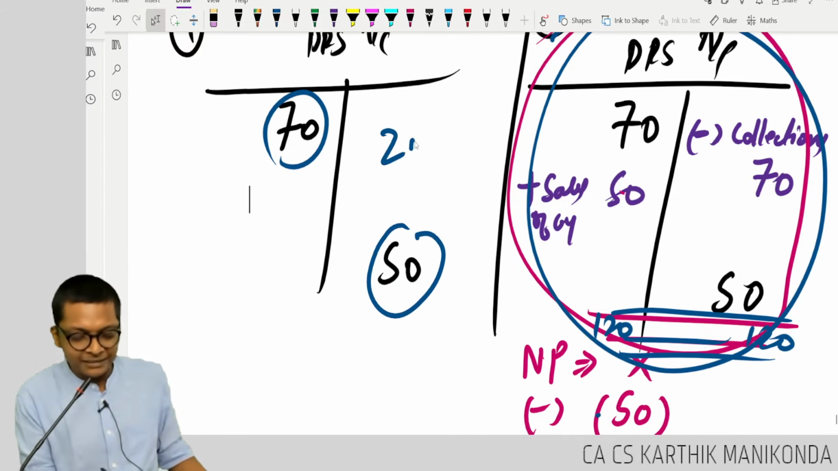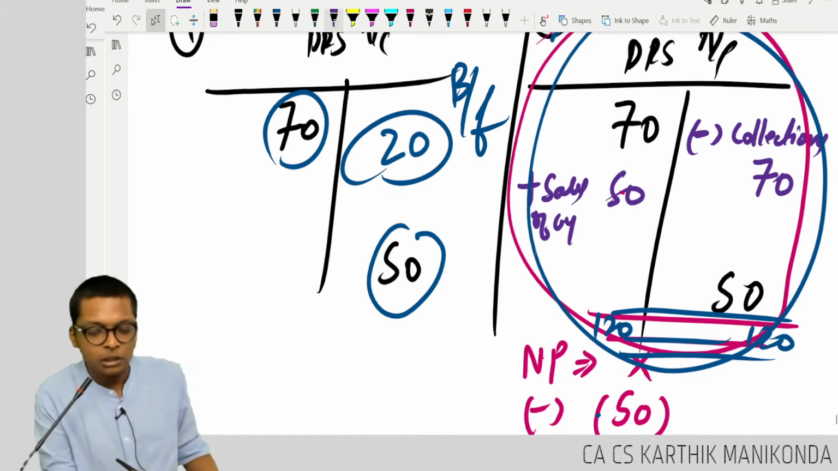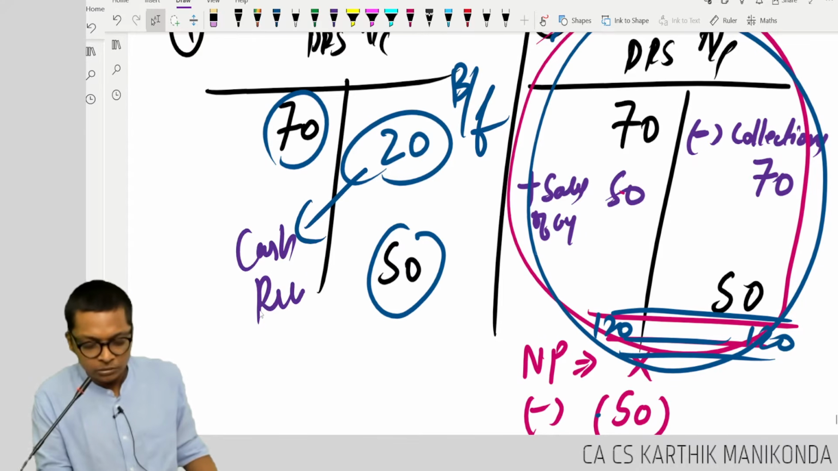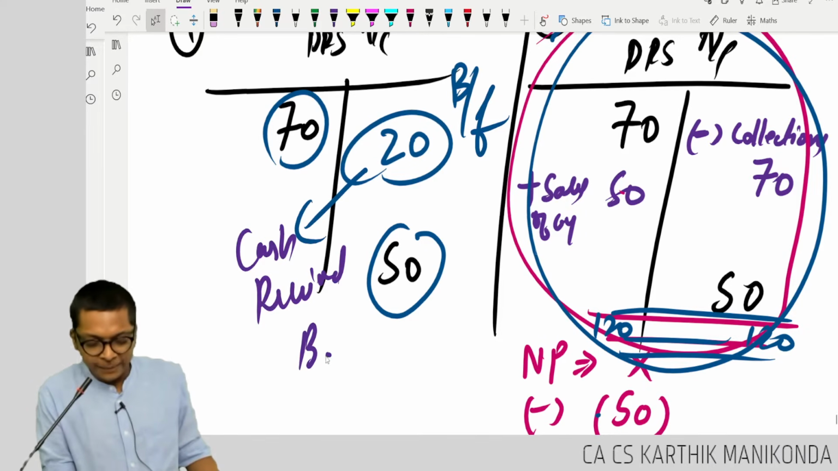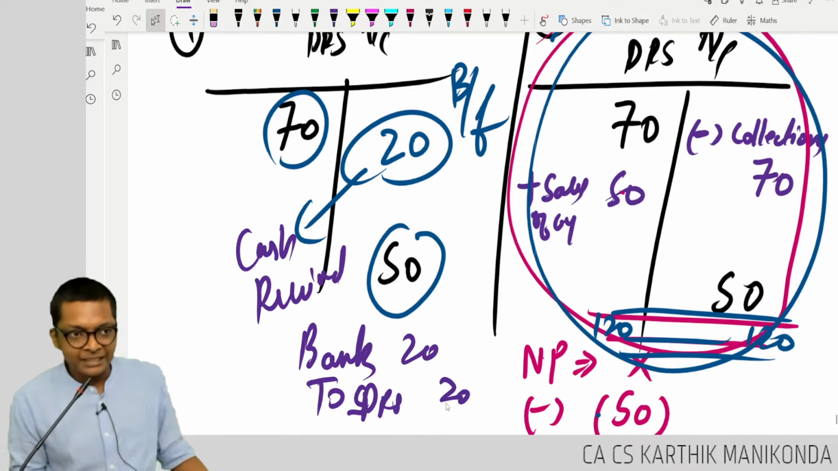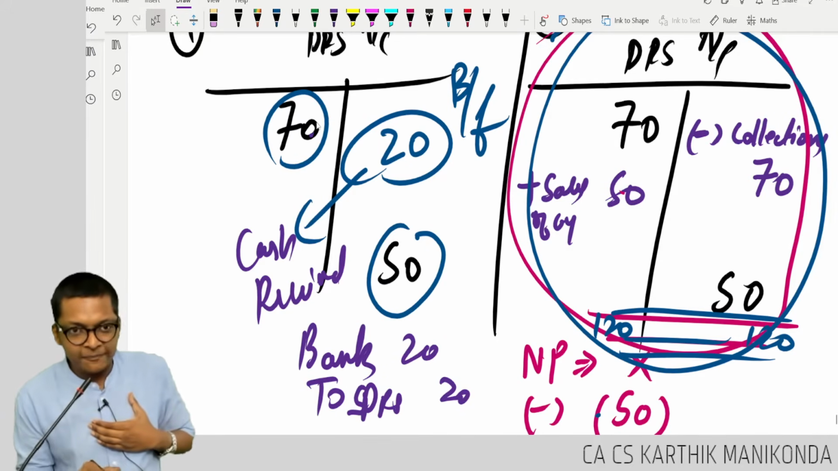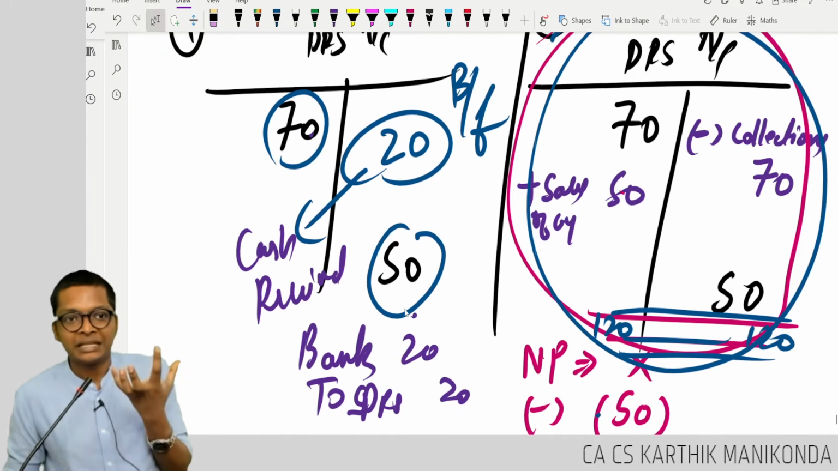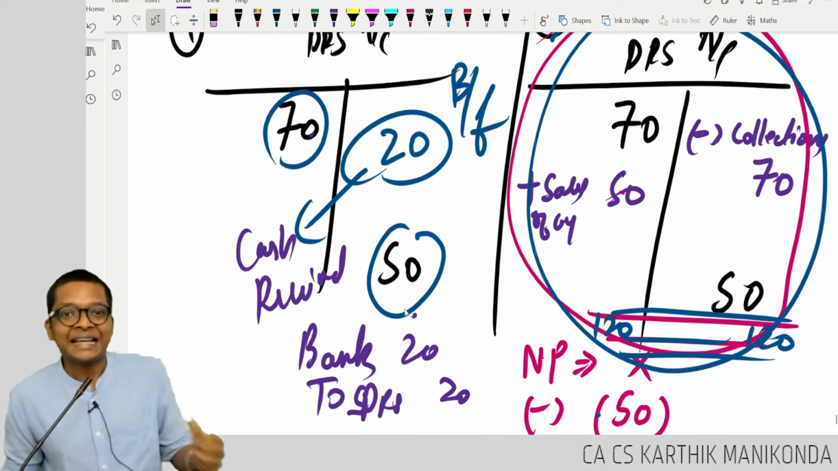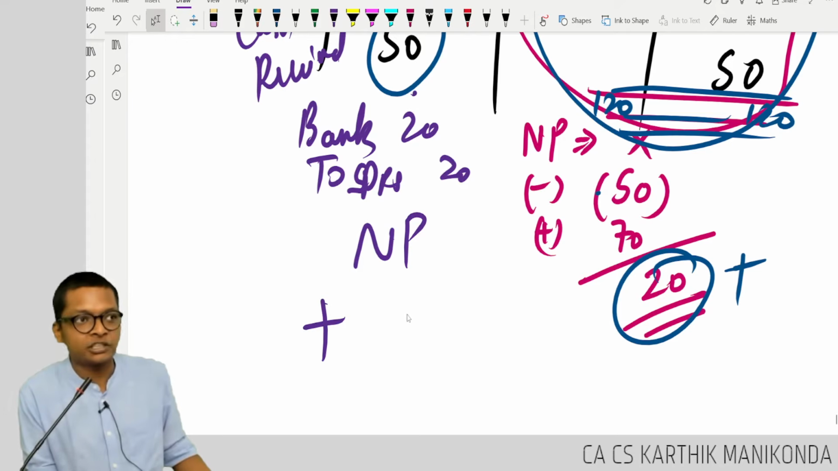So my closing balance is how much, guys? 20, or difference. Balancing figure is 20. What is this 20? Cash received. So entry will be bank to debtors, how much? 20. So I will assume that 70 became 50 because cash of 20 is collected. So what I will do from my net profit, I will just add how much?